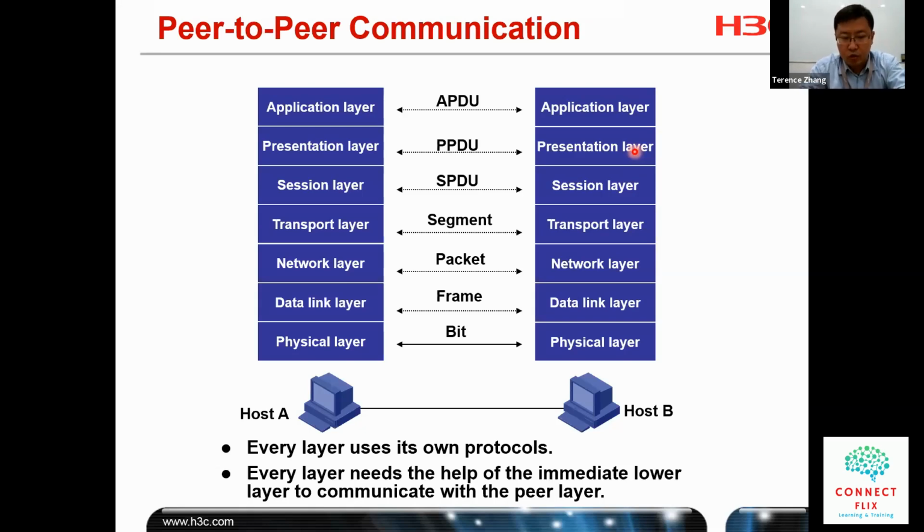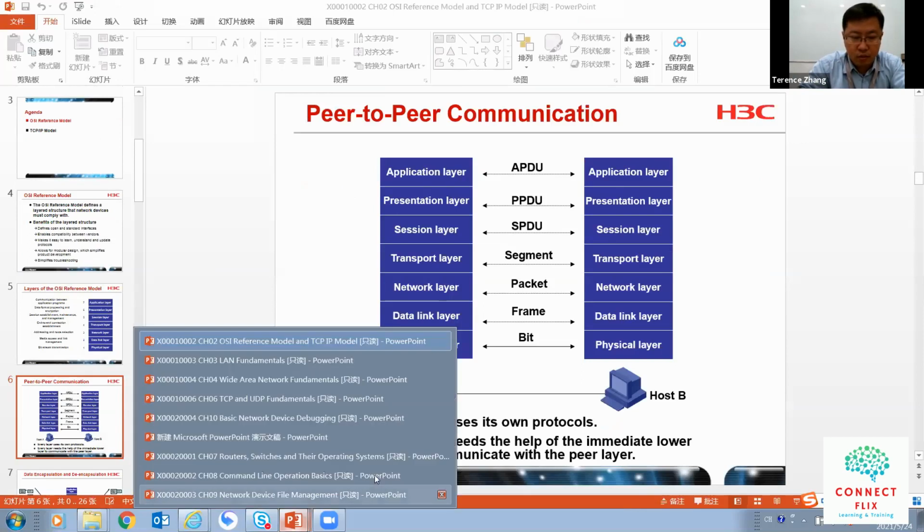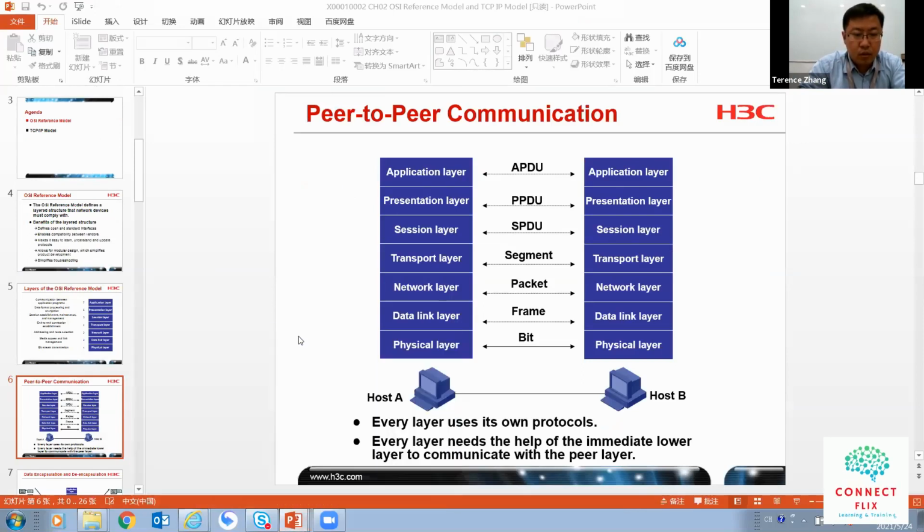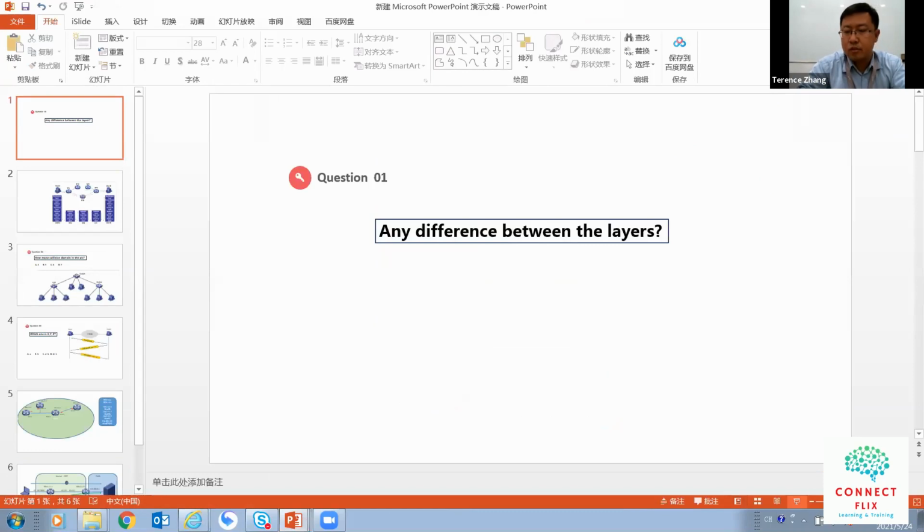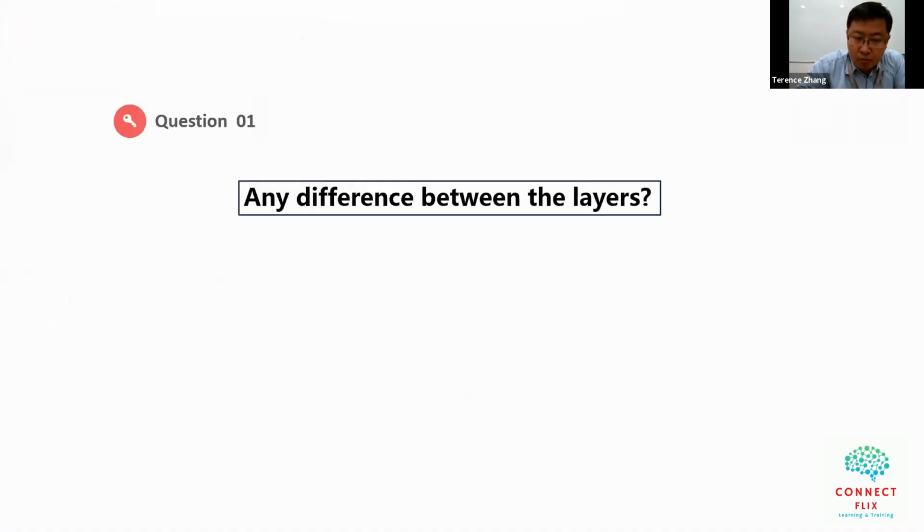So on this page, we already see every layer has its own protocol. They communicate with each other on their layer. So my question, let's take a look at another slide. By seeing this picture, did you find any difference between the different layers? Any difference on the picture when talking about peer-to-peer communication?